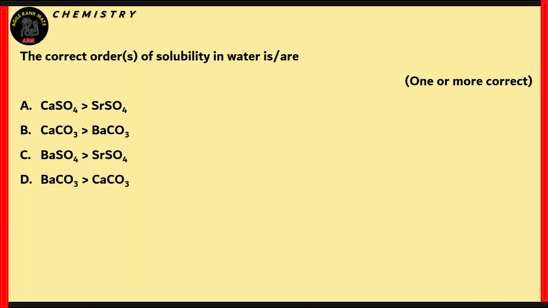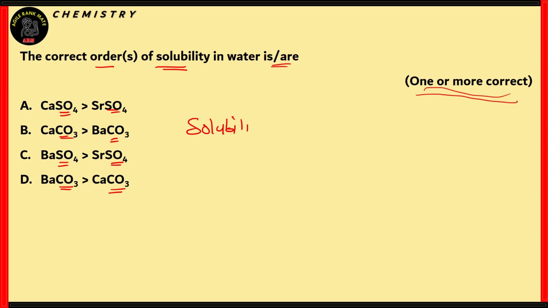Now next question. The correct order of solubility in water is or are. And we have four options in which one or more than one option is correct. So we can see for each option the anion is the same. What I mean by that is not necessarily the same throughout all options, but for a particular option both anions are the same, and it's asking the order of solubility.